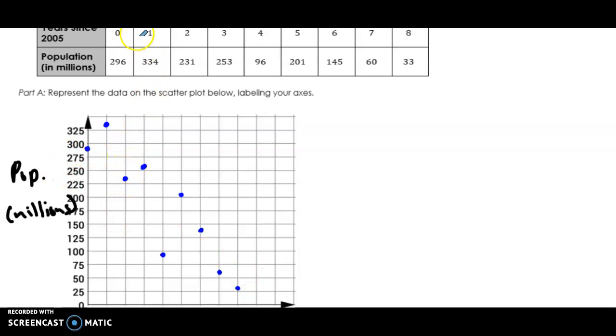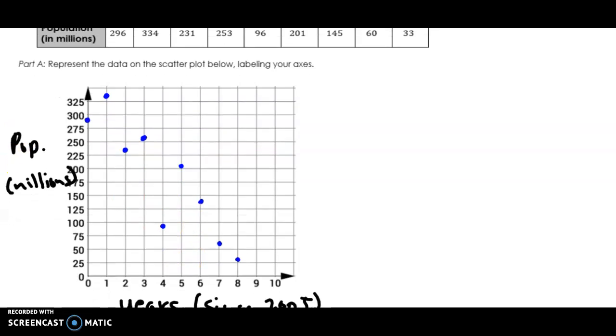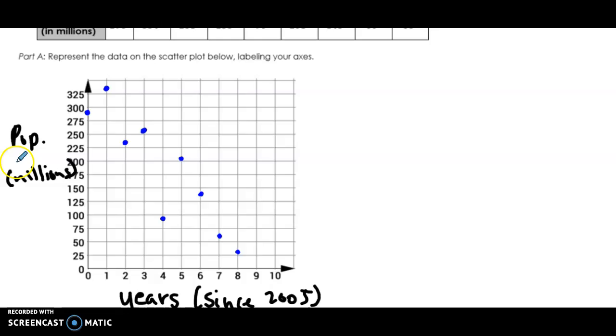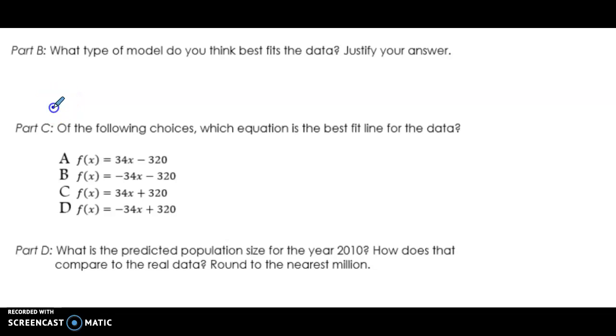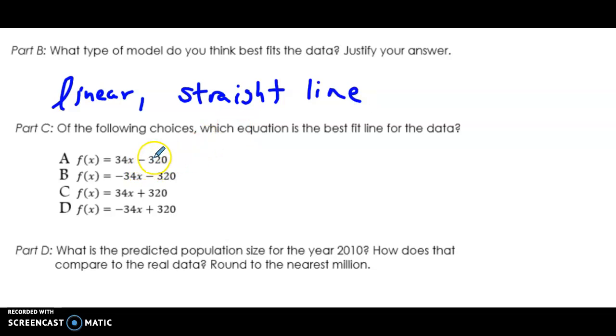Okay, so there you have your scatter plot. We went 0, 296, 1, 334, and then so on through the graph. So our graph looks like this. To me, this looks like you could put a straight line through it. The other options are quadratic, which doesn't go up and down like this, or exponential, and it doesn't look to be exponential either. It looks like this is pretty well defined by a straight line right through it. So what type of model do you think it is? It's linear, because it is a straight line. Alright, so we have a linear one.